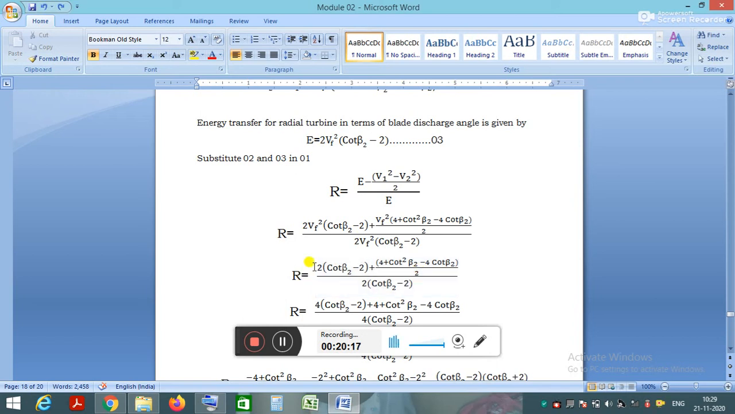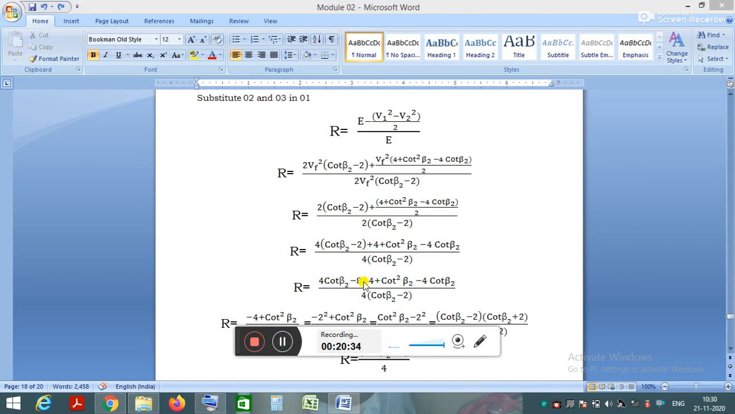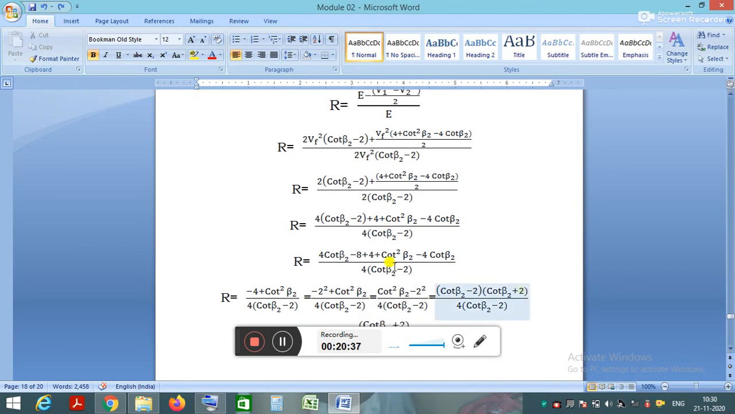Now take LCM. 2 into 2 becomes 4. 4 into cot beta 2 minus 2 plus 4 plus cot square beta 2 minus 4 into cot beta 2. 2 into 2 becomes 4 in the denominator. 4 into cot beta 2 minus 2. By simplifying, 4 cot beta 2 minus 4 cot beta 2 gets cancelled. Here 4 cot beta 2 minus 4 into 2 is 8. Plus 4 cot beta 2 and minus 4 cot beta 2 get cancelled. We are left with minus 8 plus 4, which is minus 4. Minus 4 plus cot square beta 2.